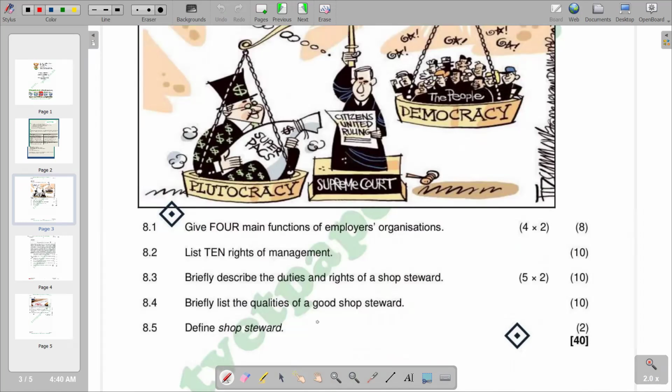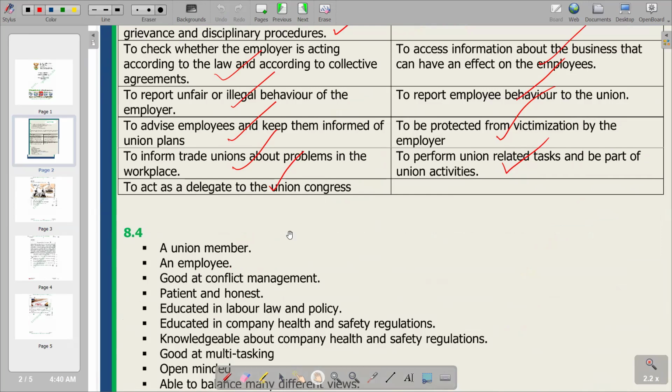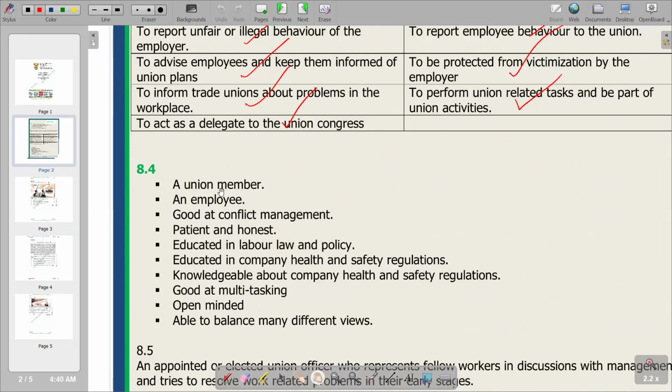a good shop steward. So we are going to see the qualities of a good shop steward. Obviously, we have also a rundown of those qualities, whereby we are saying that a shop steward should be characterized by being a union member, should also be an employee. So those are just basics that we are supposed to know. And then the shop steward should be good at conflict management, which is a quality. Should be patient and honest, educated in labor law and policy.